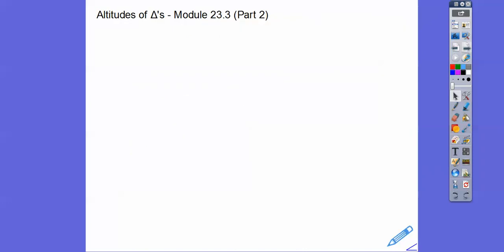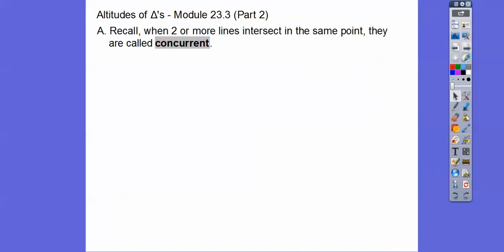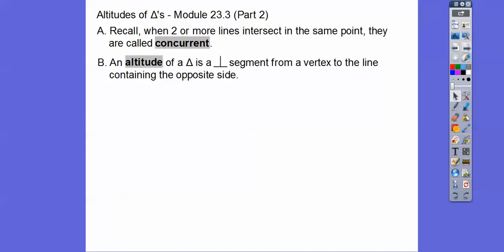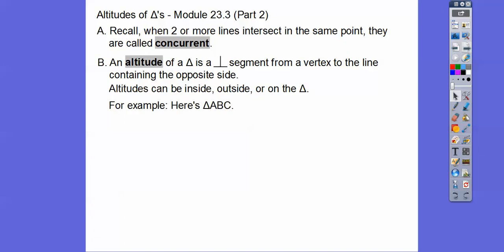Recall when two or more lines intersect in the same point, they're called concurrent lines. An altitude of a triangle is any segment that's perpendicular from a vertex to a line that contains the opposite side. Altitudes can be inside the triangle, outside the triangle, or on the triangle. So for example, here's triangle ABC. It's easy to see this altitude, inside the triangle, altitude CY.